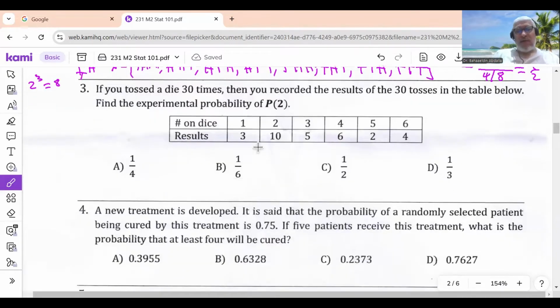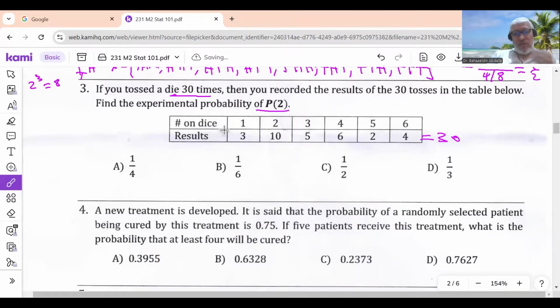If you tossed a die 30 times, then you recorded the results of the 30 tosses in the table below. So this is an experiment. We tossed a die 30 times. We got 1 3 times, 2 10 times, 3 5 times, and so on. If you add the numbers here, 3 plus 10 plus 5, you will find 30 because the total number is 30.